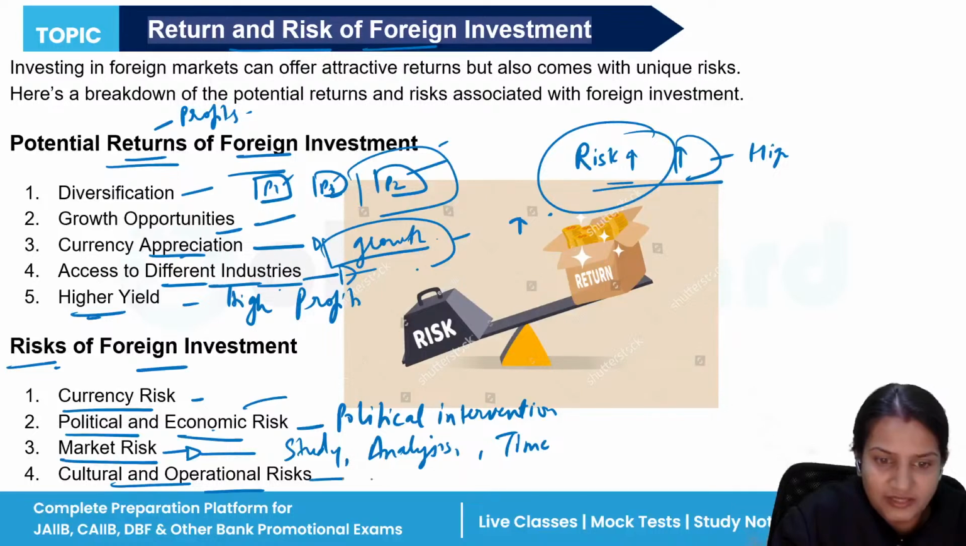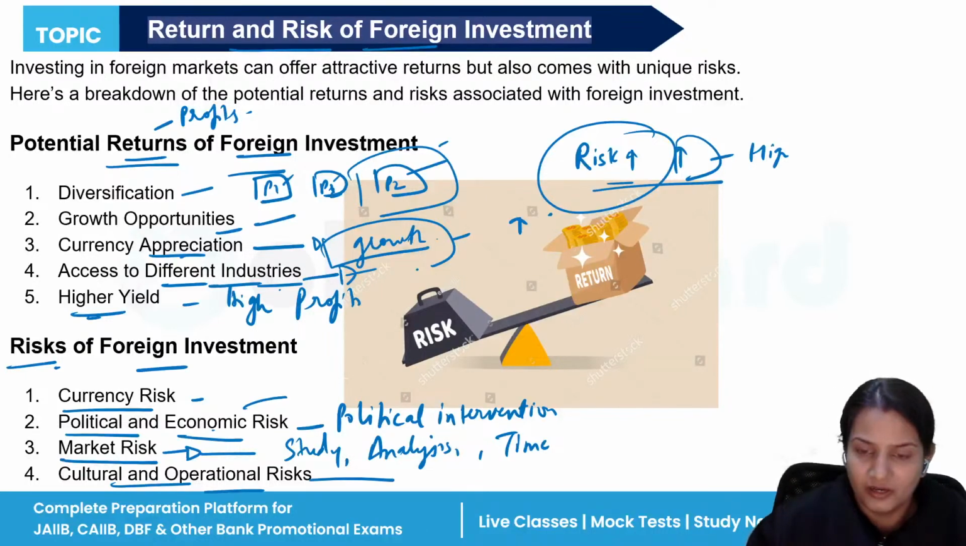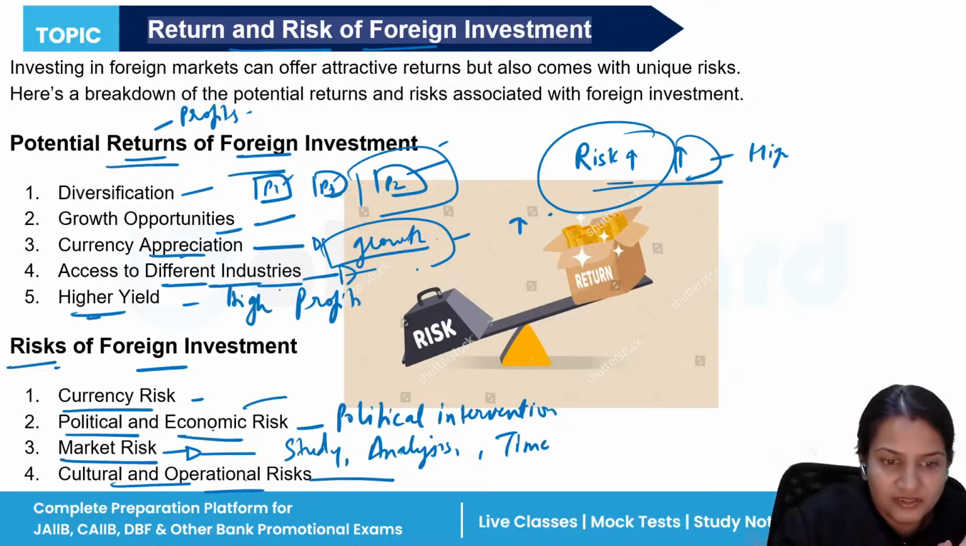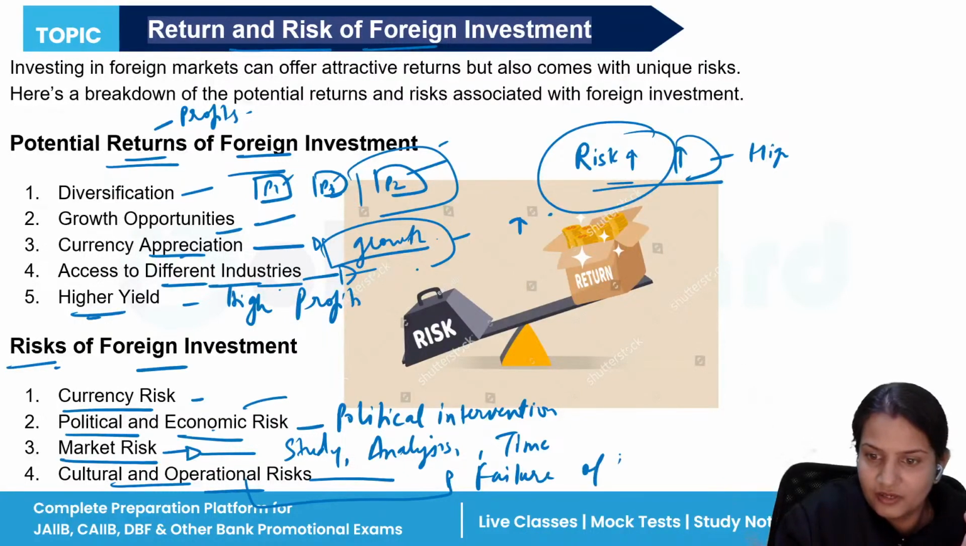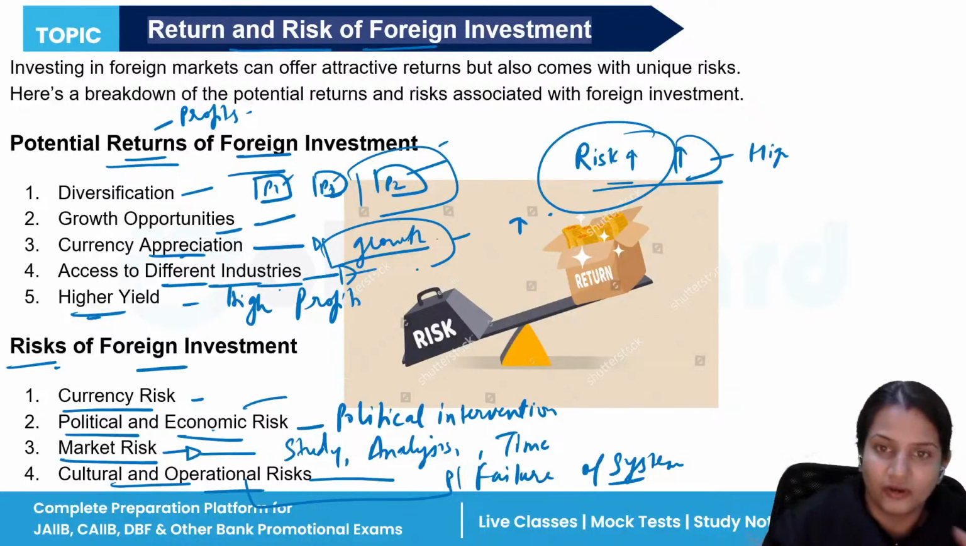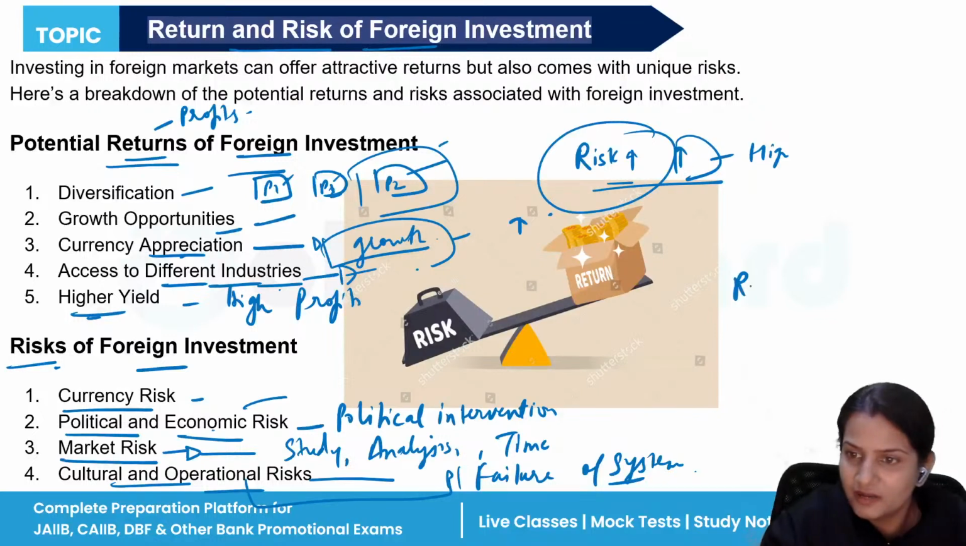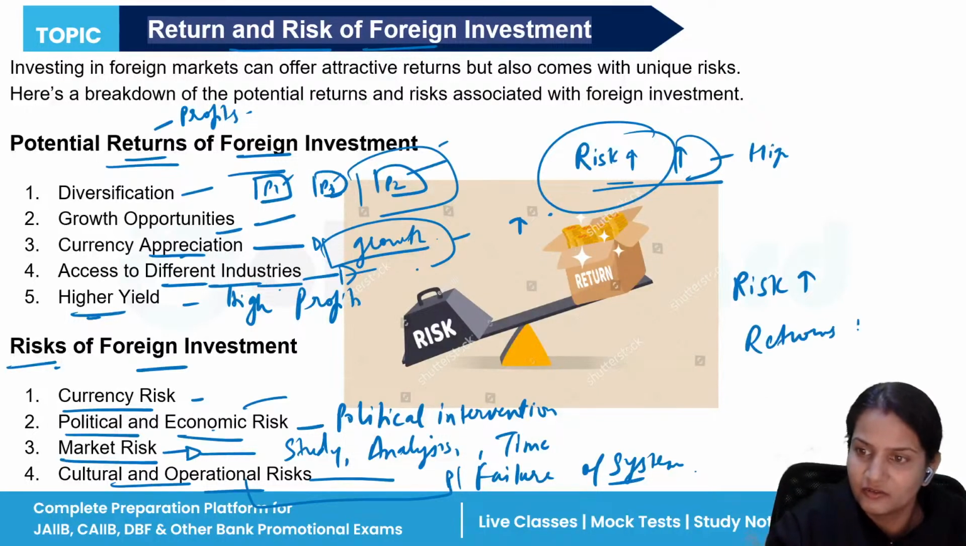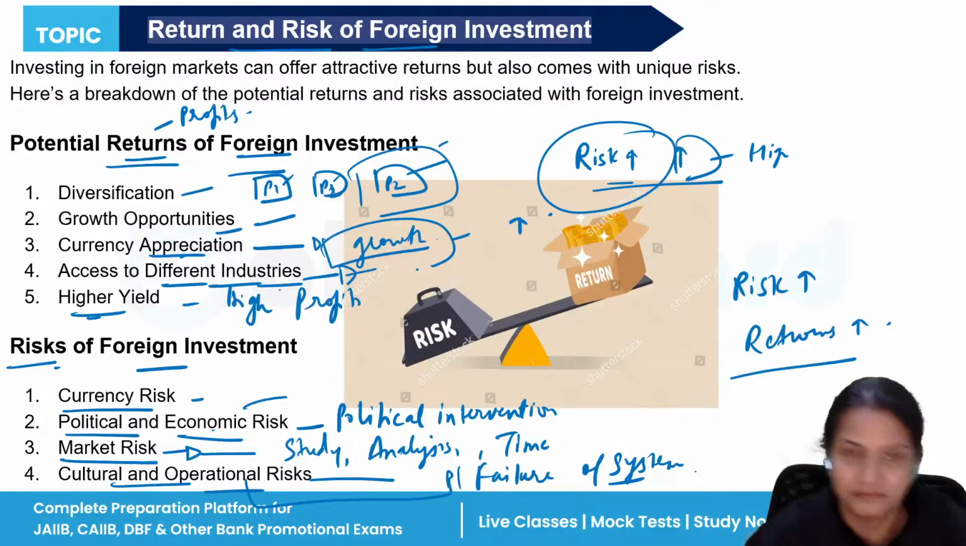Cultural and operational risk. Yes, you have a different culture in India. In some other country, they might be having a different culture. Operational risk is the failure of system. Operational risk will include such kind of things like the system has failed, or proper discounting is not done. So these are the things which are included in operational risk. So if there is high risk, then there are chances that returns will also be high. Done? Clear?